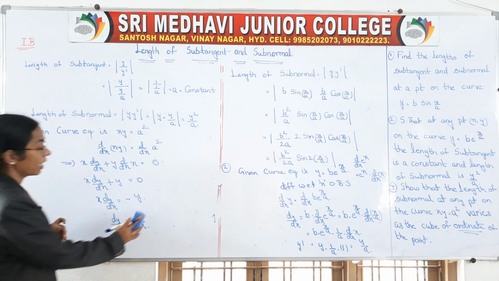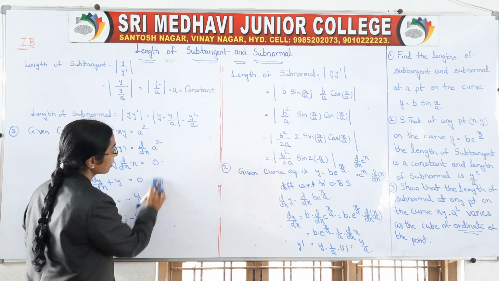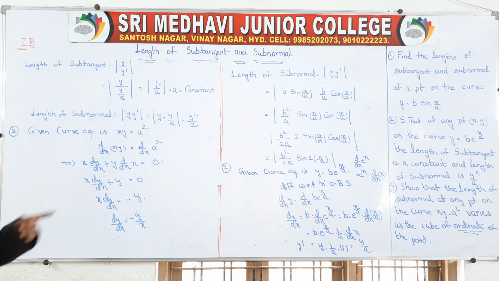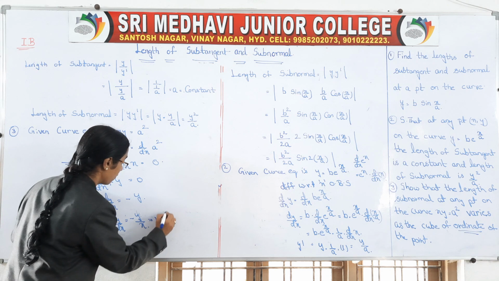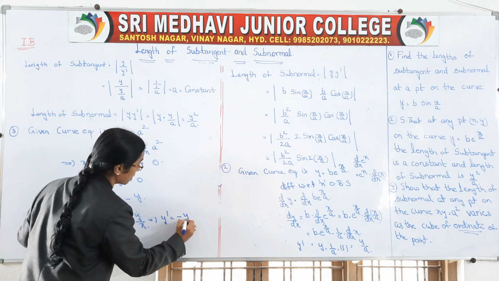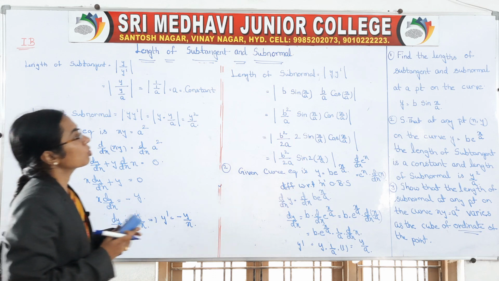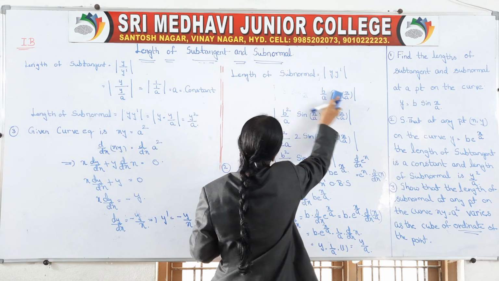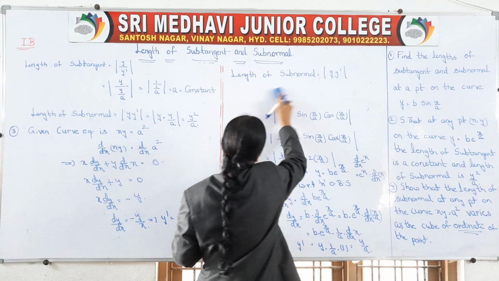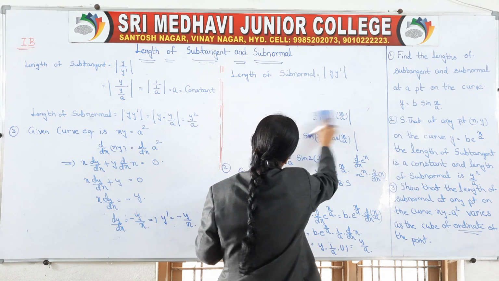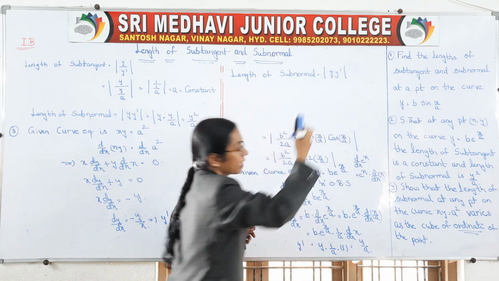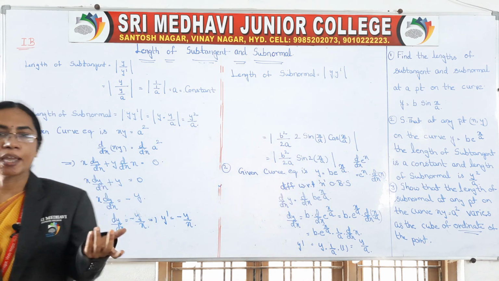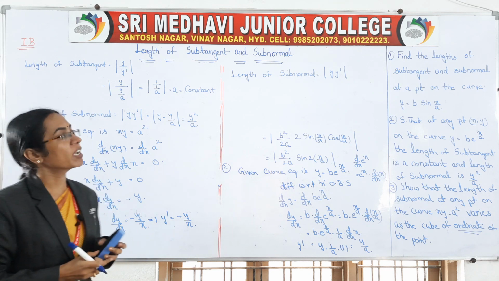Now you find out your m value. Why do we need the m value here? To get our length of subnormal. So come on, with this we can write our y dash. y dash is equal to minus y by x. So you take the length of subnormal. What is the formula for length of subnormal? Right, y into y dash. We can write y dash as m also, right? These formulas can be taken in terms of m also. m is nothing but dy by dx.